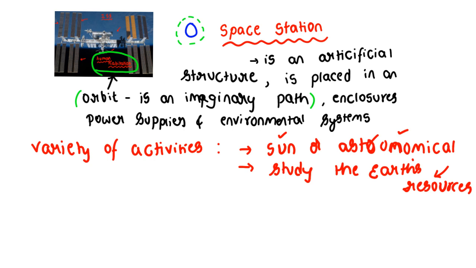Clear? So when you see the earth's resources and environment, you can also use space stations for military purposes. Actually, it is called military reconnaissance. Sir, what is reconnaissance? Reconnaissance means military research. To do any military research or to find out the path of enemies, we generally use the support of space stations.